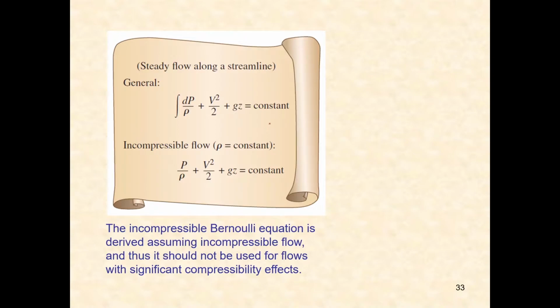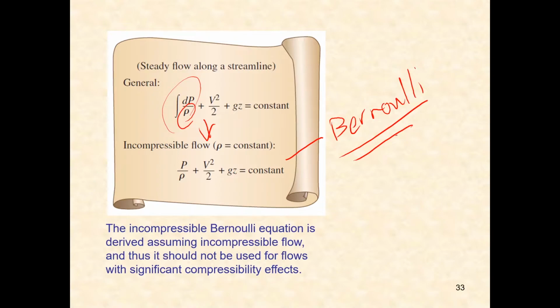These two equations show the Bernoulli equations for the general case, where the density might be different. But usually, since Bernoulli is derived assuming that the flow is incompressible, we take the density as constant. So basically this is the Bernoulli equation. The bottom one is the Bernoulli equation for incompressible flow, which means that the density is constant.